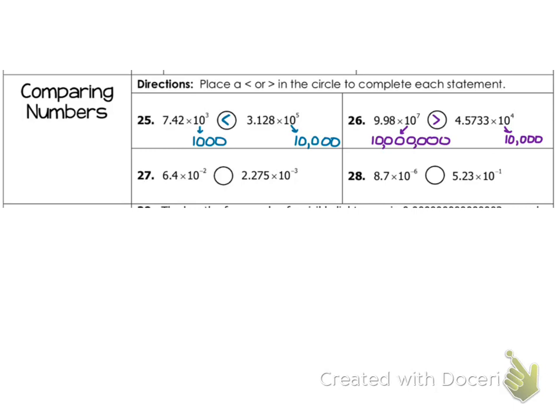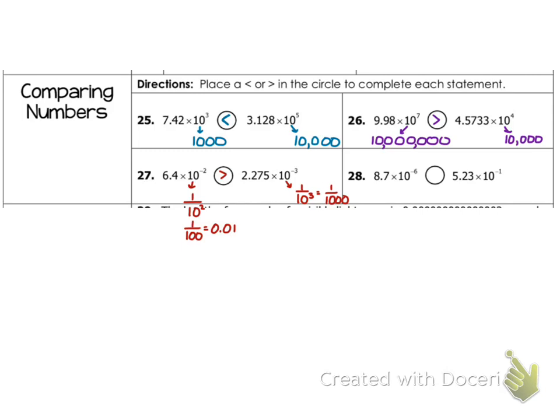Now, for 27, this takes a little bit more thought because we're talking about negative numbers. Negative 3 is actually smaller than negative 2 because it's further left. So for 27, 10 to the negative 2 is the same thing as 1 over 10 squared, or 1/100th. And 10 to the negative third is 1 over 10 to the third, or 1/1000th. So when we multiply by 1/1000th versus 1/100th, multiplying by 1/1000th will make the number even smaller. And so the larger number is the first one.